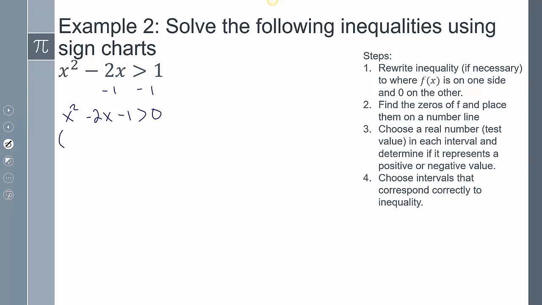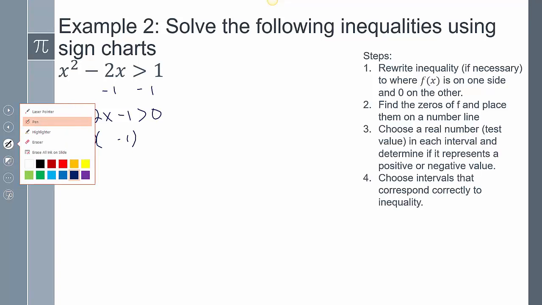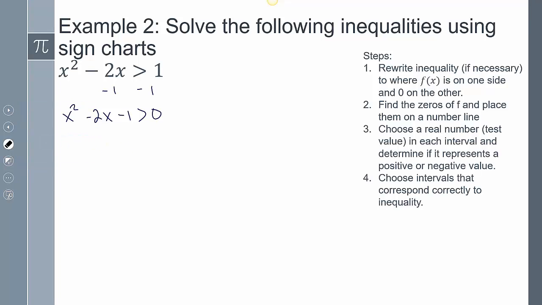Now this value doesn't factor. Let's see if it does. Because this is 1, it has to be negative. Yeah, it doesn't factor. So because it doesn't factor, what we're going to have to do is use the quadratic formula. So negative b, plus or minus the square root of b squared minus 4 times a times c, all over 2 times a.